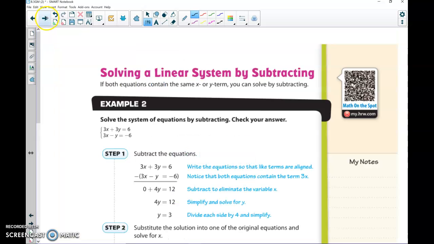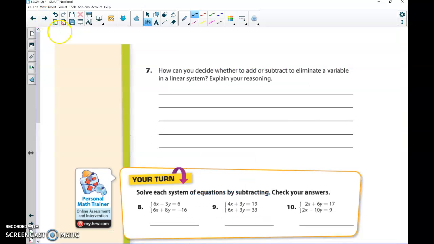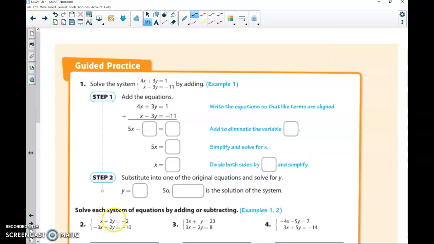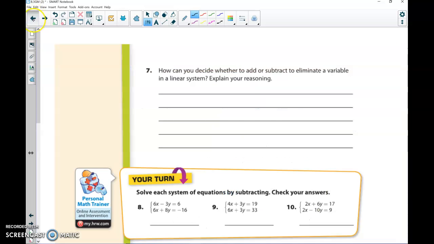Even if we fast forward ahead to the homework questions, or even these, we have 6x, 6x, 3y, 3y, 2x, 2x. All of them have something that is the same. 2y, 2y, 3x, 3x, 5y, 5y. So that's very important with these kind of questions.